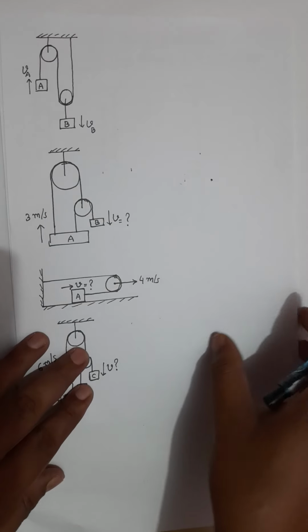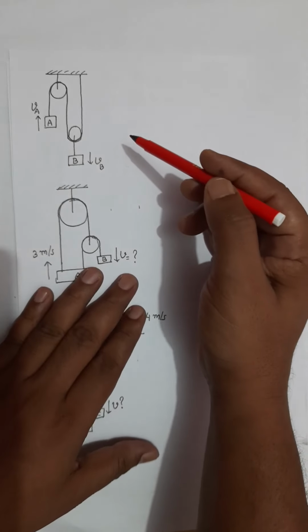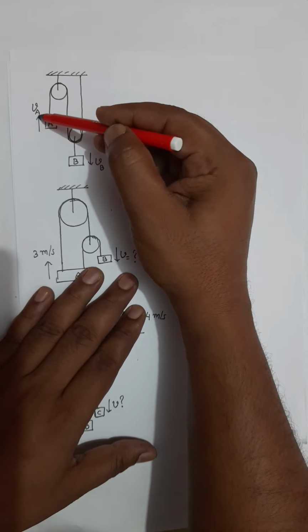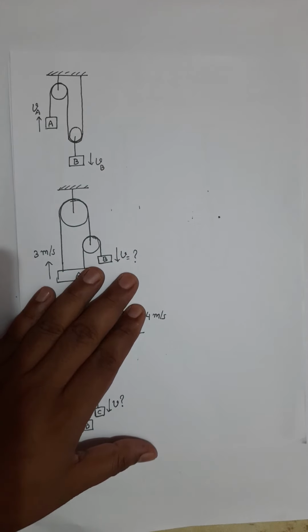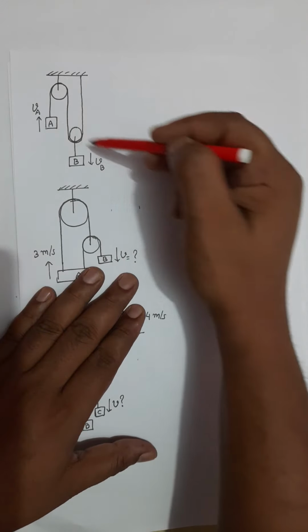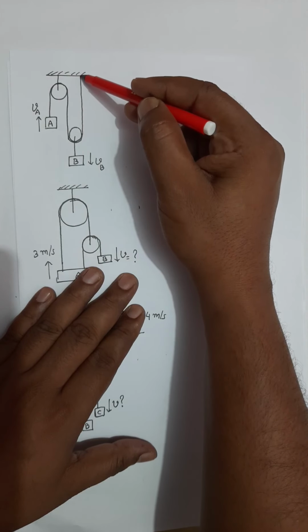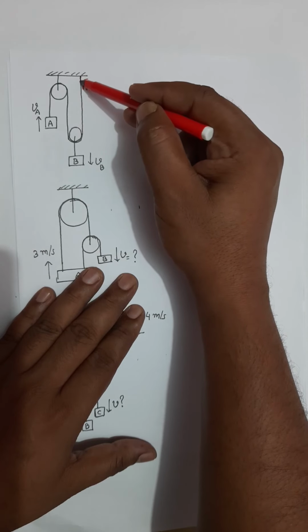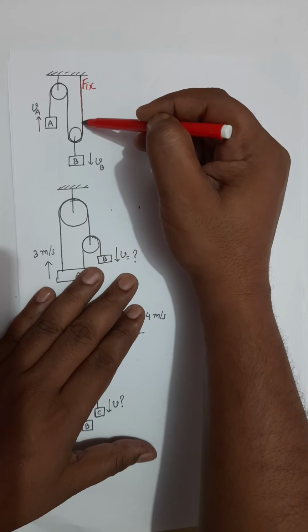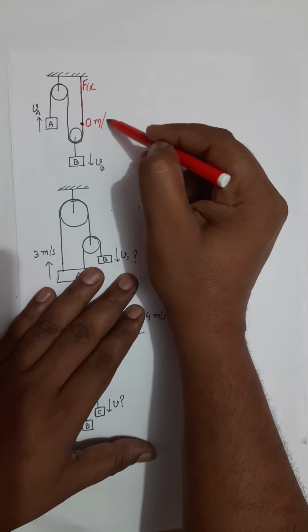So here I have some questions. In the first example, block A is going upward with VA velocity and block B is moving downward with VB velocity. I want a relation between VA and VB. Now listen very carefully. This portion of string is fixed at this point, so this whole part of string will be fixed. So any point on this string will have a velocity of 0 meter per second.